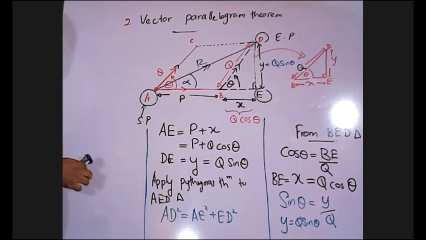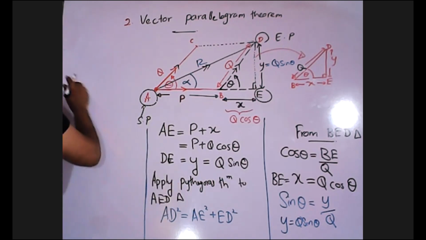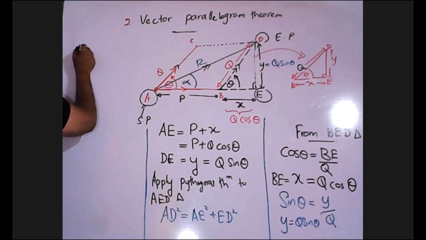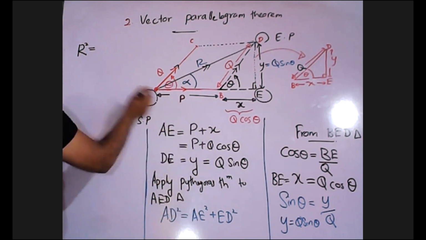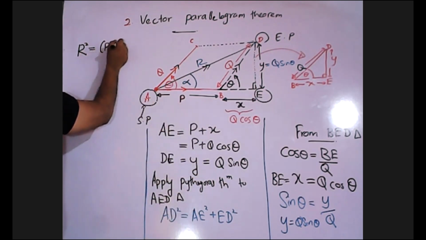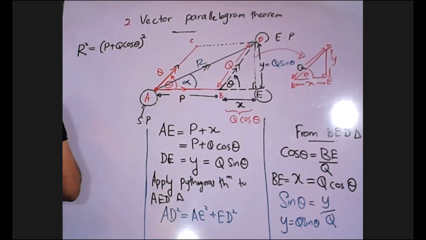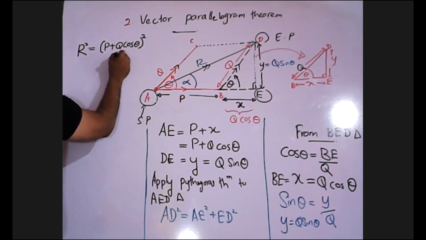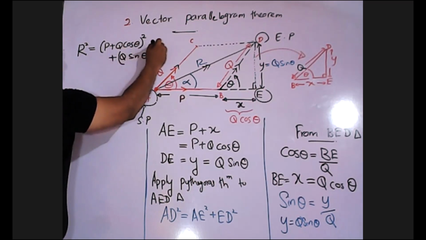Okay. Then I can apply these values to this equation. AD square means R squared. R squared is equal to AE square, and AE means P plus Q cos theta, the entire square, plus Q sin theta, the whole square.